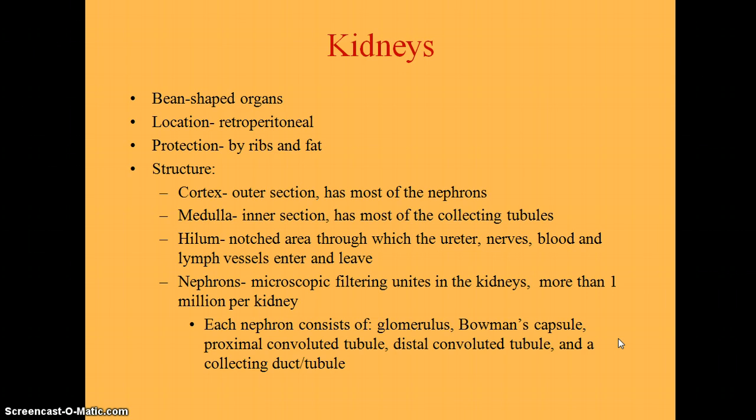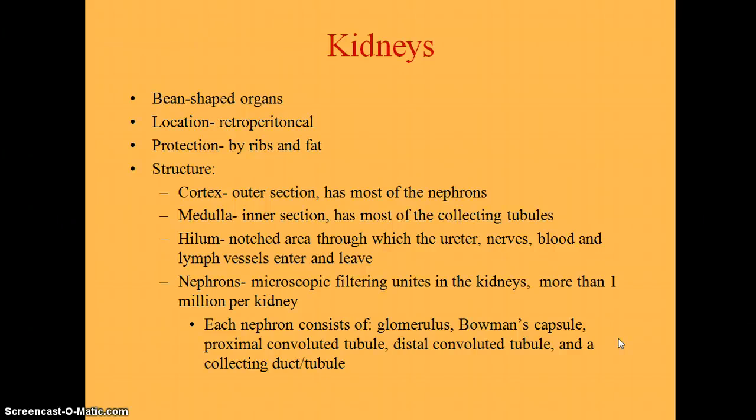Now remember, you can't see them, they're microscopic, and there's more than 1 million in every kidney, but each one of those nephrons has a glomerulus, Bowman's capsule, proximal convoluted tubule, distal convoluted tubule, and a collecting tubule. And if you look at your next picture, there's a picture of a nephron. Remember, this is microscopic. You can only see it with a microscope. But this is a picture of it.